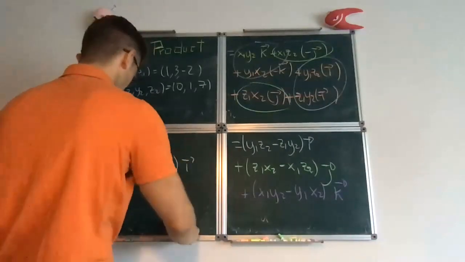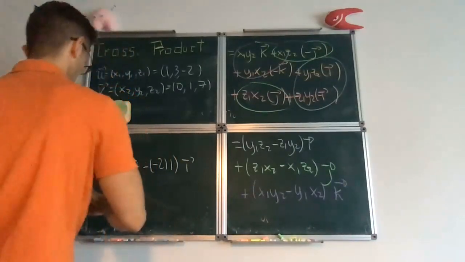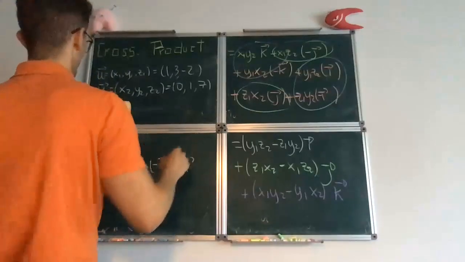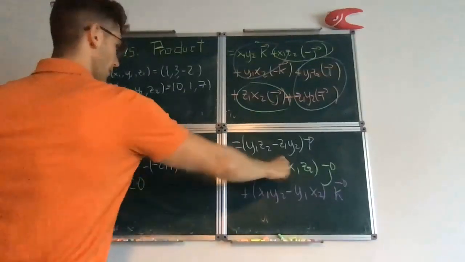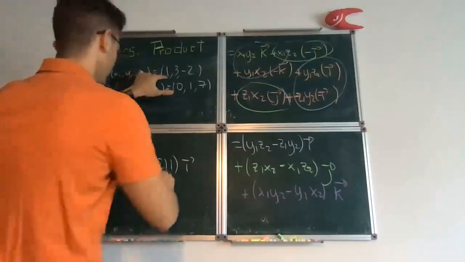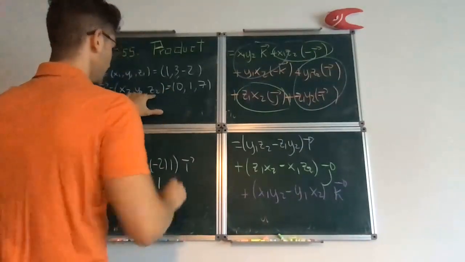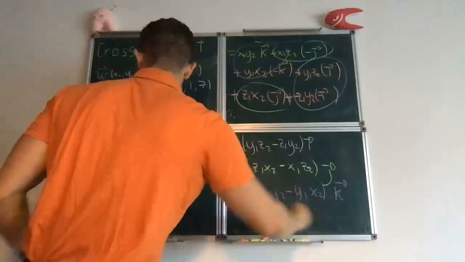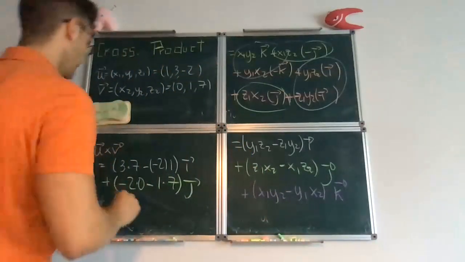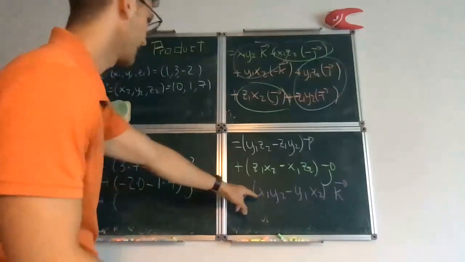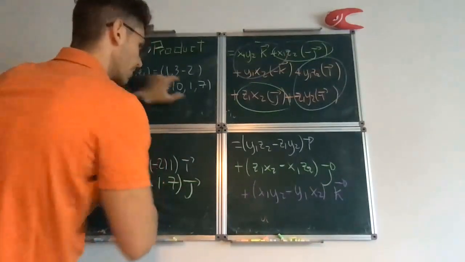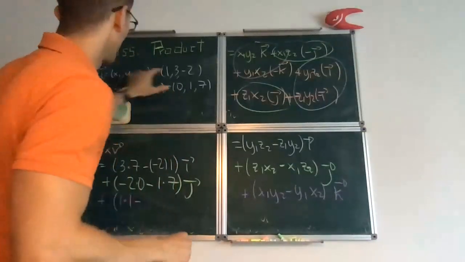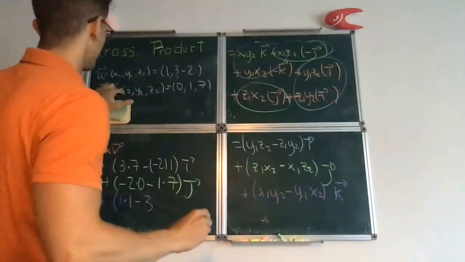That's multiplying i. Multiplying j, you get z1, which is negative 2, times x2, which is 0, minus x1, which is 1, times c2, which is 7. And multiplying k, you get x1, which is 1, y2, which is 1, minus y1, which is 3, and x2, which is 0.